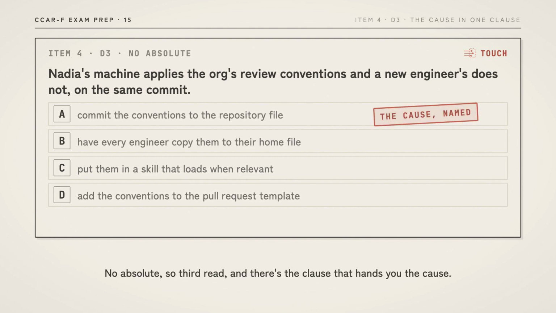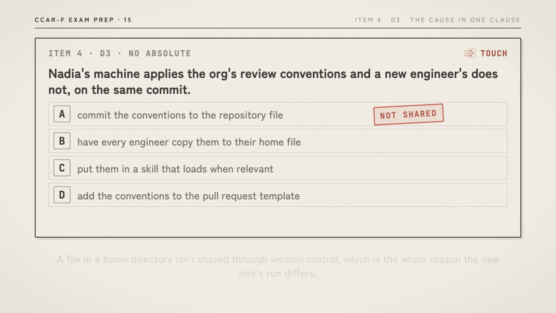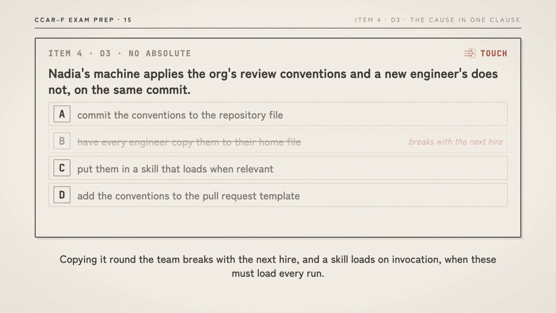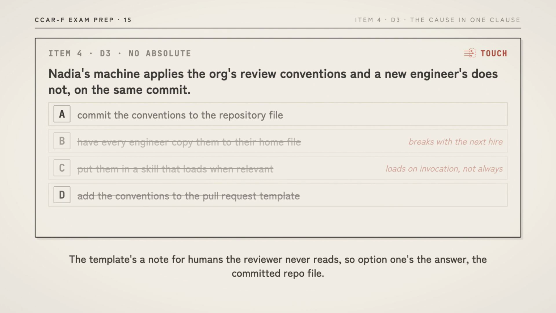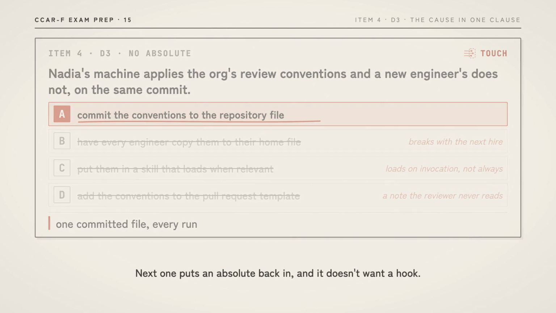No absolute. So third read, and there's the clause that hands you the cause. A file in a home directory isn't shared through version control, which is the whole reason the new hire's run differs. Copying it around the team breaks with the next hire, and a skill loads on invocation when these must load every run. The template's a note for humans the reviewer never reads, so option 1's the answer, the committed repo file. Next one puts an absolute back in and it doesn't want a hook.